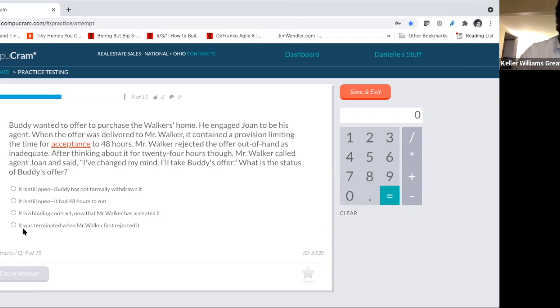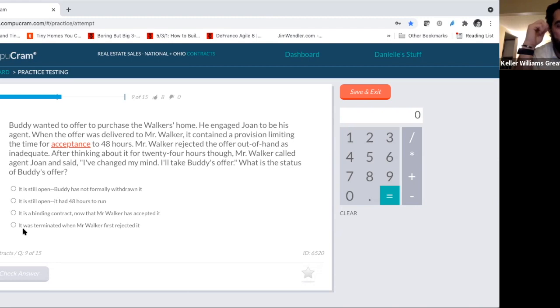Buddy wanted to offer to purchase the Walkers' home. He engaged Joan to be his agent. When the offer was delivered to Mr. Walker, it contained a provision limiting the time of acceptance to 48 hours. Mr. Walker rejected the offer out of hand as inadequate. After thinking about it for 24 hours, Mr. Walker called Agent Jones and said, "Changed my mind, give me Buddy's offer." What's the status of the offer?